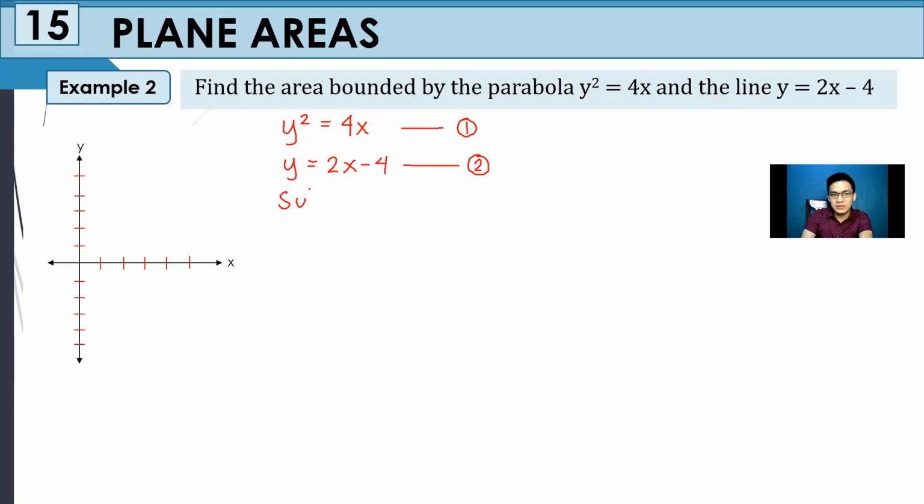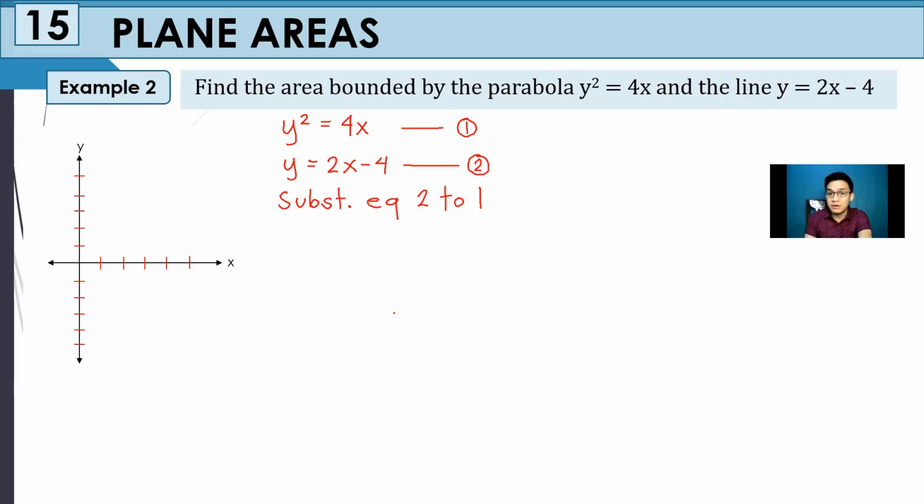So, substitute equation 2 to equation 1. Bakit yan yung pinili ko? Kasi para sa akin, mas madali yung equation number 2. Tip ko lang sa'yo, substitute mo yung mas madali sa mas mahirap. Kasi ito is y squared, ito is walang squared. So therefore, mas maganda if ito yung substitute natin sa kabila. Okay? Tip lang yan, pwede rin magbaliktad, class.